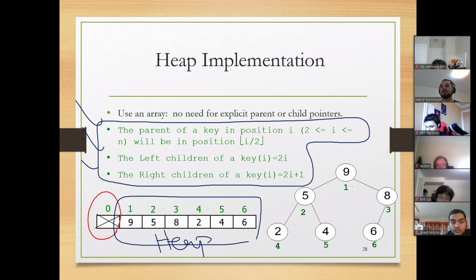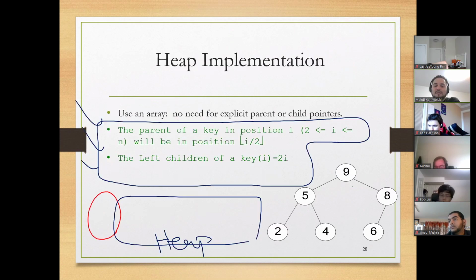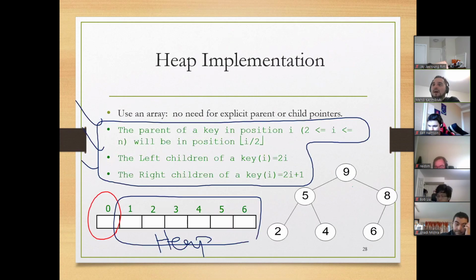So we talked about the height, how you define the height. How you find the height is the floor of log n base 2. And then we talked about the translation between the tree representation of a heap and its array. This is what we're trying to do.